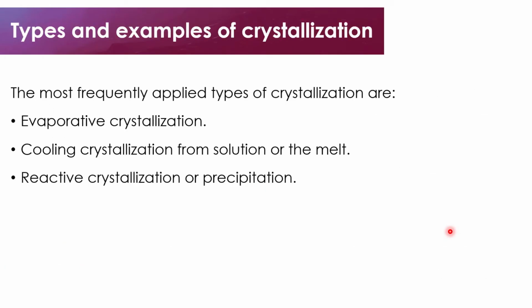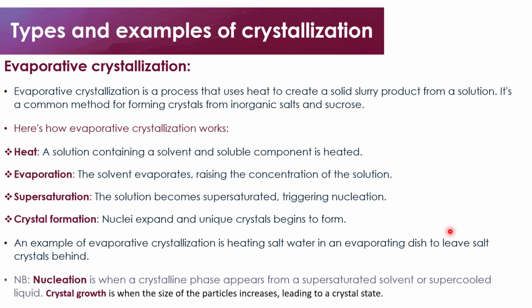Let us look at the types and examples of crystallization. The most frequently applied types of crystallization are evaporative crystallization, cooling crystallization from solution, and reactive crystallization or precipitation. So these are basically the three main types of crystallization. Now let us look at them one by one. We'll start by looking at evaporative crystallization.